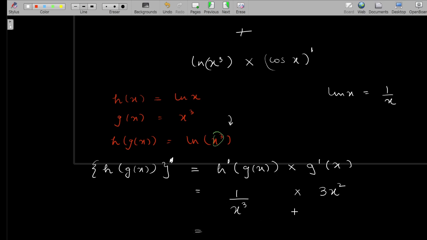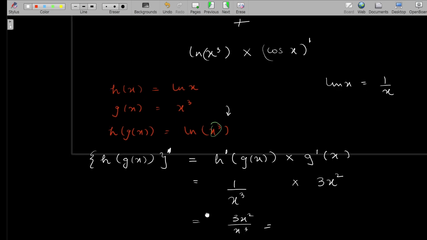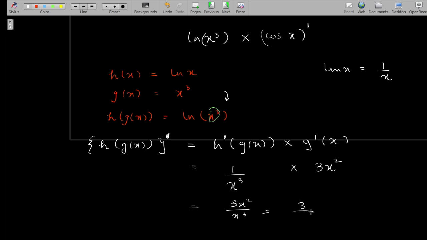And you can simplify this, 3x square over x cube, which is 3 over x, because you have to take down. Here you have two x's, and in the bottom you have three x's, so two x's will get cancelled. Okay, so this is the derivative of this, 3 over x.